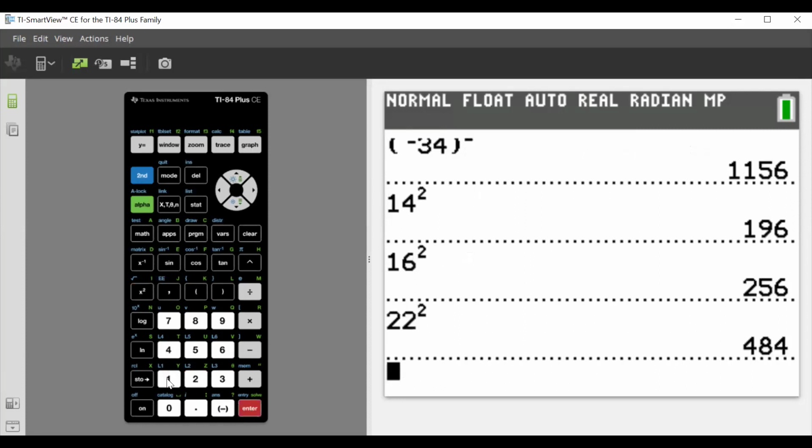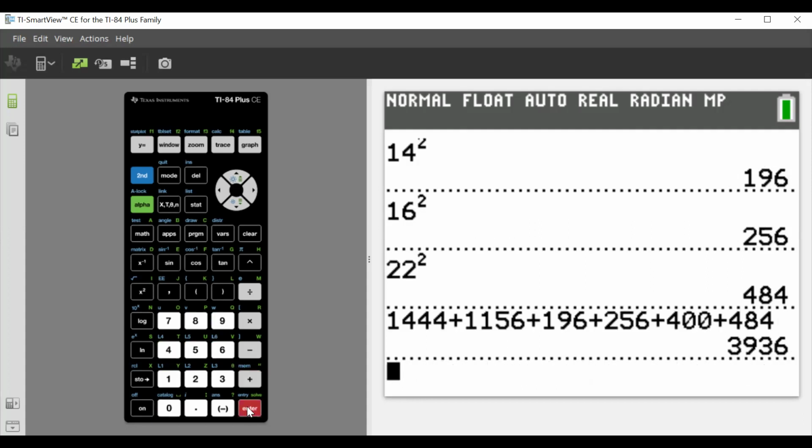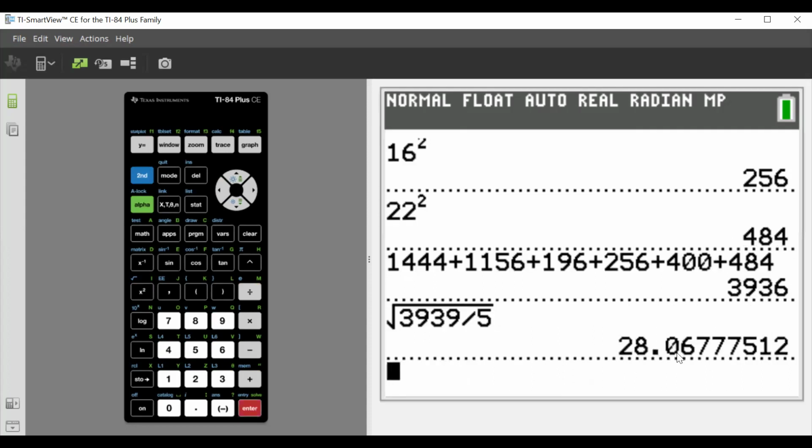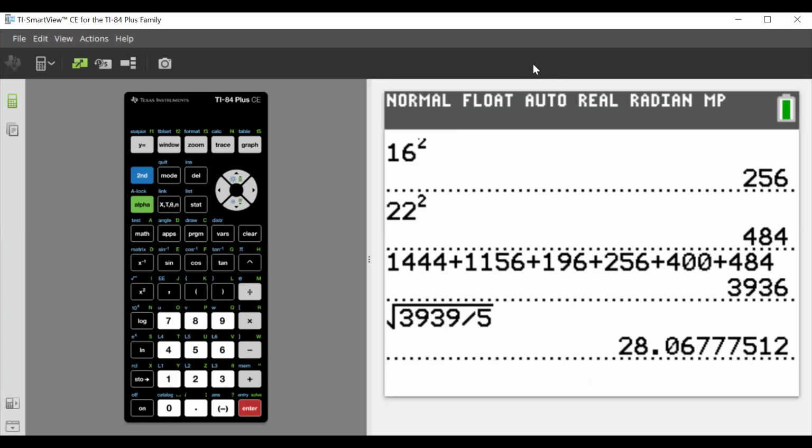So now if we add those together while we're here, 1444 plus 1156 plus 196 plus 256 plus 400, because that was the 20 squared, plus the 484, that gives us 3936 as our sum of that column. Now, let's go ahead and just do all our calculation here. We'll write it all down. So we had 3936 divided by, and again, 5. And so our standard deviation should be 28.07.